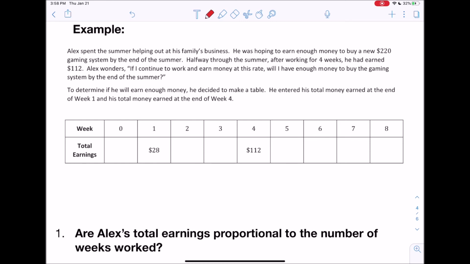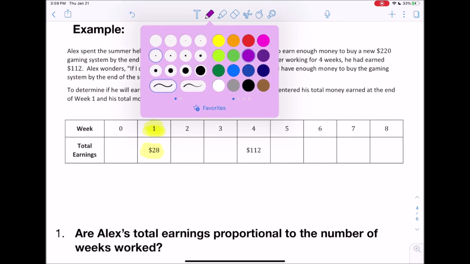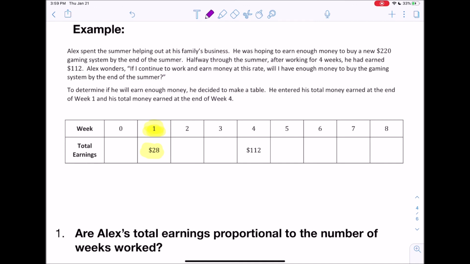To determine if he will earn enough money, he decided to make a table. He entered his total money earned at the end of week 1 and his total money earned at the end of week 4. So, number 1, are Alex's total earnings proportional to the number of weeks worked? Okay, well, according to this, for week 1, he made $28.